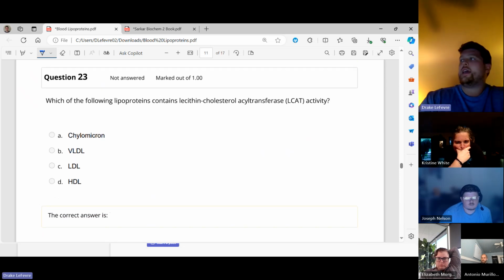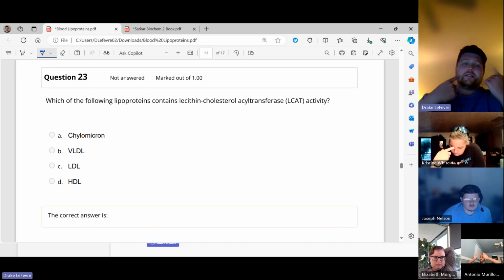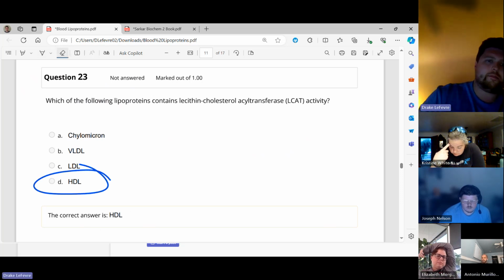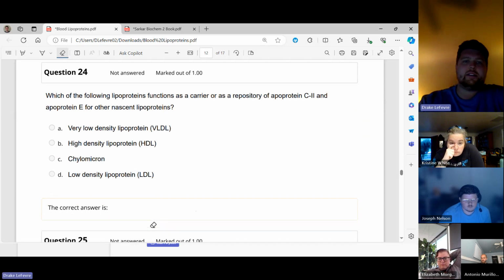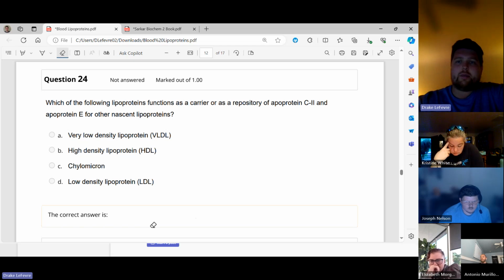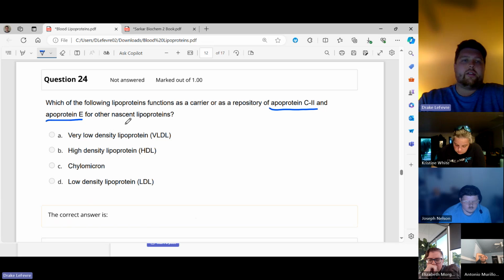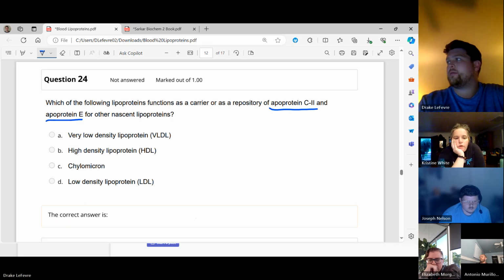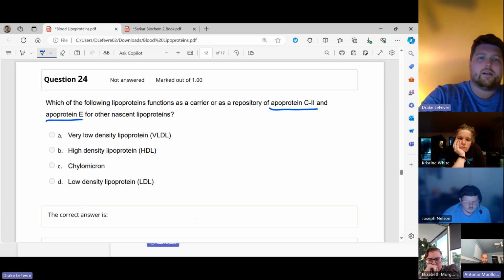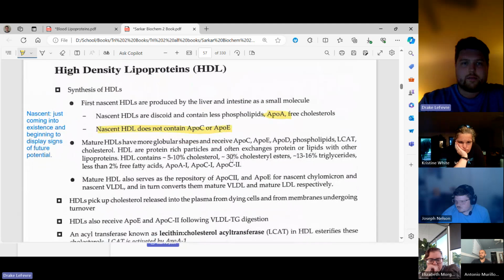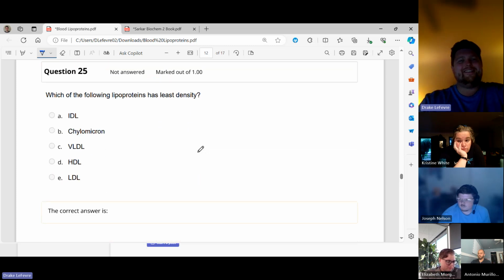Which of the following lipoproteins contain the lecithin cholesterol acyltransferase, or the LCAT? This is another repeat question. Remember what the answer was? HDL. Our HDLs. Which of the following lipoproteins functions as a carrier or repository of apoprotein C2? So that's the one we're looking at, apoprotein C2 and apoprotein E for other nascent lipoproteins. HDL. Again, our HDL. If we look back in that book real quick, our HDLs had that ApoC, ApoE, ApoD, LCAT, all that kind of good stuff. For the most part, memorize that chart basically for all of this stuff.